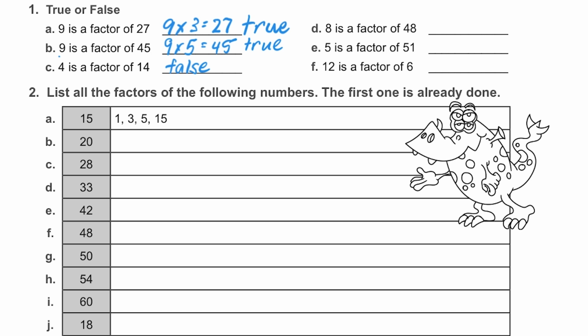Have a go at 20. 1 times 20 equals 20. 2 times 10 equals 20. 3 times nothing. 4 times 5 equals 20. 6 times nothing. So, the factors of 20 are 1, 2, 4, 5, 10 and 20.